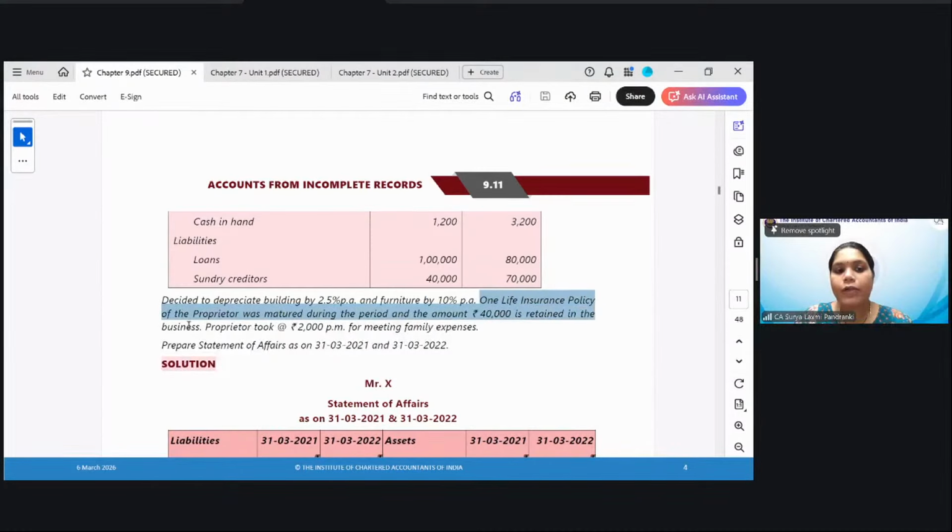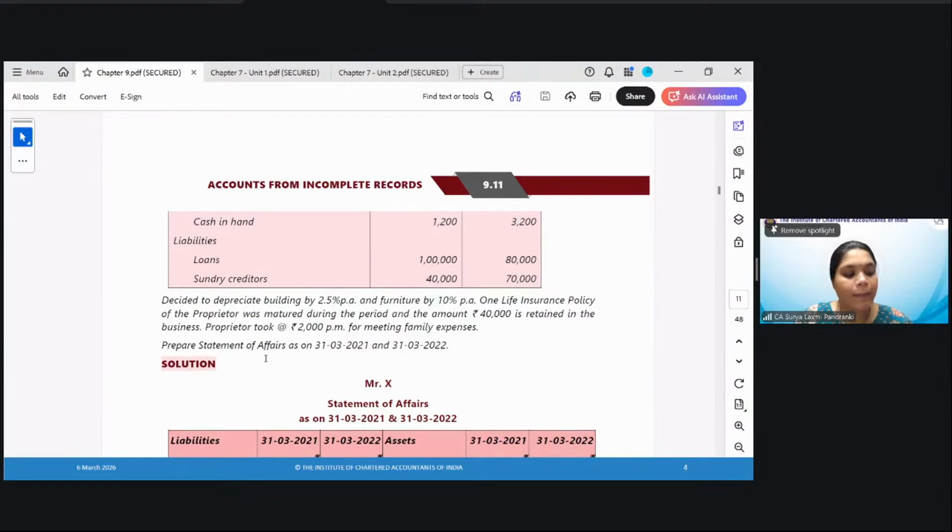And what else is given? One life insurance policy of the proprietor matured during the period and the amount of 40,000 is retained in the business, which means the sole proprietor, the owner of the business, got some life insurance policy matured. He got some amount in his hands. So what did he do? He reinvested in the same business. So this 40,000 is an additional capital that was brought into the business. Next, the proprietor took 2,000 per month for meeting family expenses. This is like drawings. 2,000 per month, so it will almost be 24,000 per year.